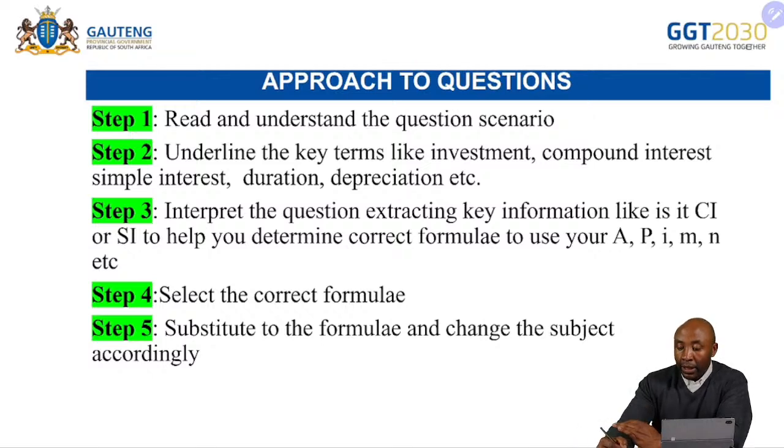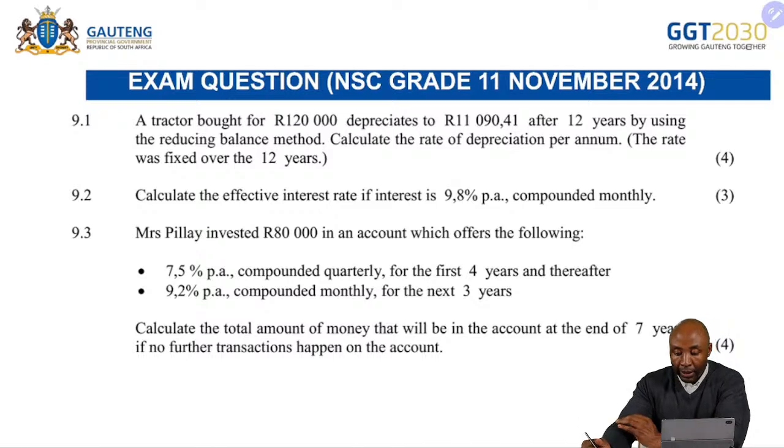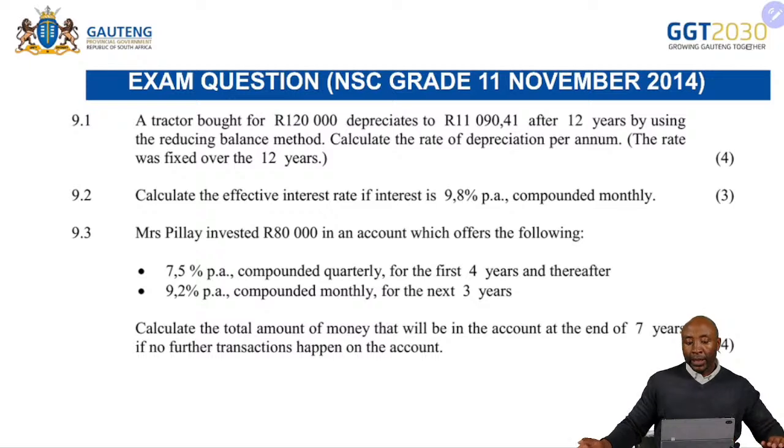You have seen I'm always listing the information that I'm given in the question, my i, my P, my A, and putting a question mark to what I don't have. We select the correct formula, we substitute, and we manipulate accordingly. Now, let's look at an exam question. I will give you 8 minutes to answer these 3 questions. 8 minutes. Let's quickly answer those ones.